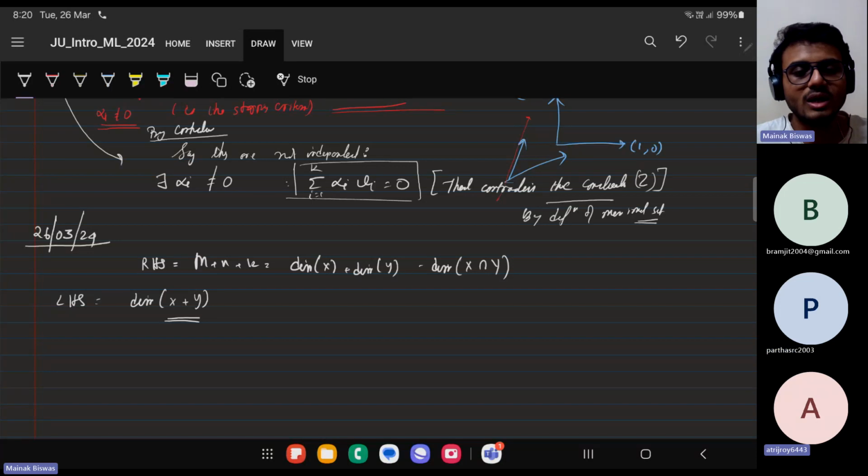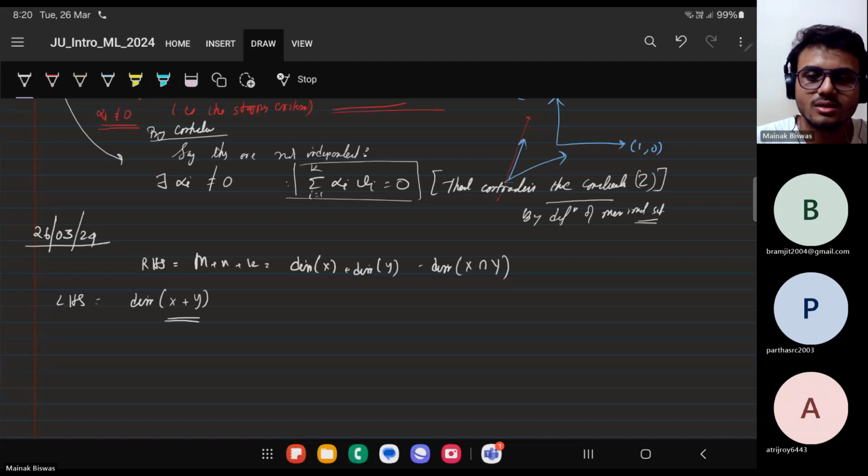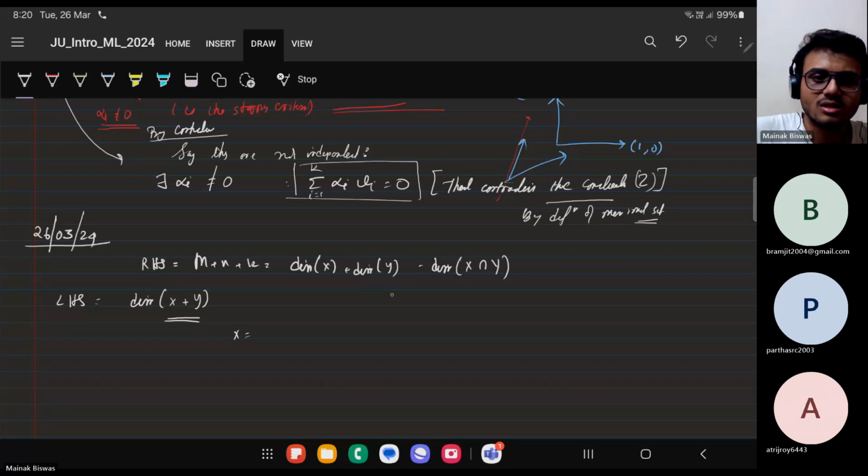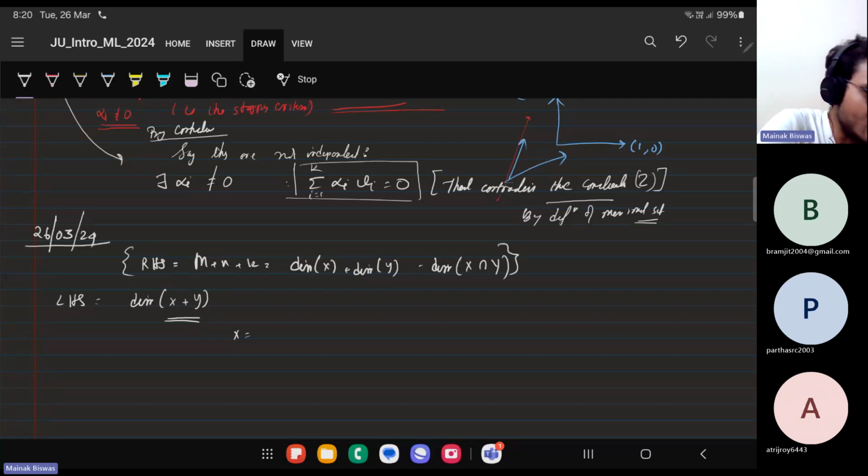Yes. But to get the dimension of x plus y, what do I need? You need the dimension of x, y, and x intersection y. What is x plus y? I have already got it in the right hand side, but I have to show that m plus n plus k is LHS equal to RHS, right? The right hand side I showed is equal to m plus n plus k. But the left hand side I have not shown is equal to m plus n plus k. Have I shown? No, no. Then how will I show?